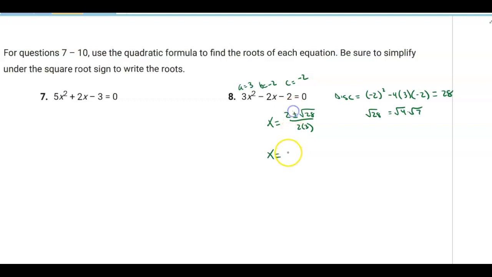So we're going to say this is 2 plus or minus. The square root of 28 is going to break up into the square root of 4 is 2 square root 7. All divided by 2 times 3 is 6. And now, what could 2, 2, and 6 all be divided by? 2 again. 2 divided by 2 is 1, plus or minus 2 divided by 2 is 1 root 7, all over 6 divided by 2 is 3.